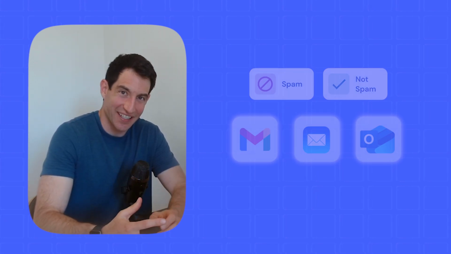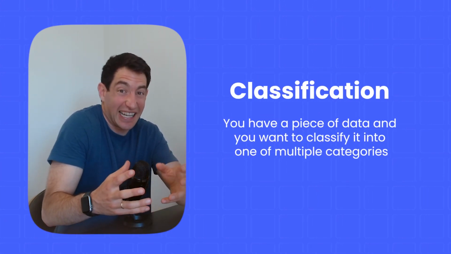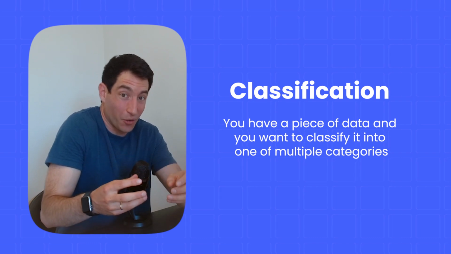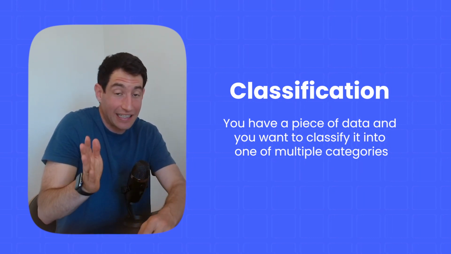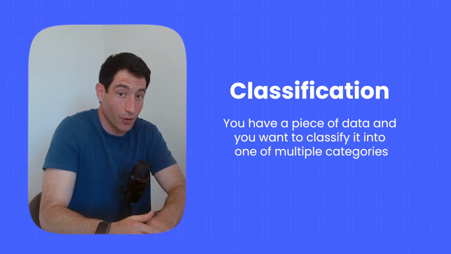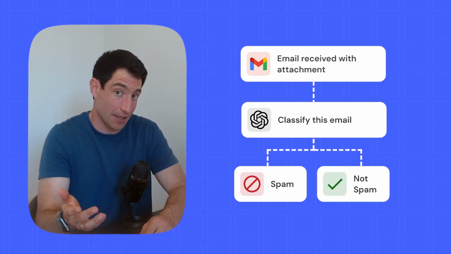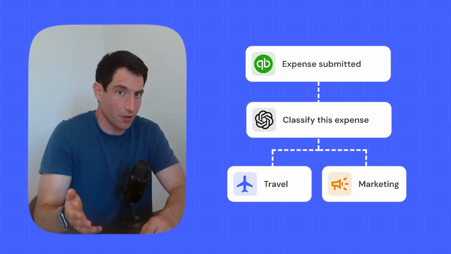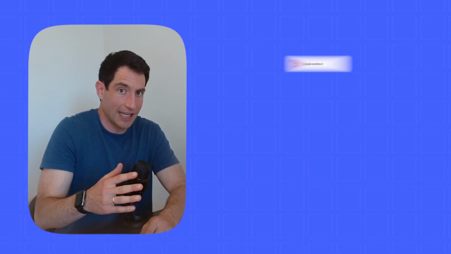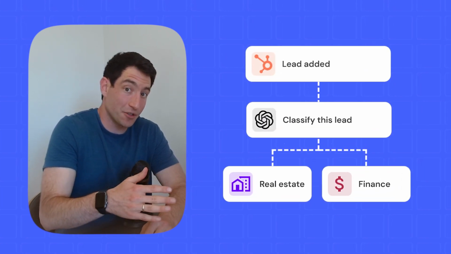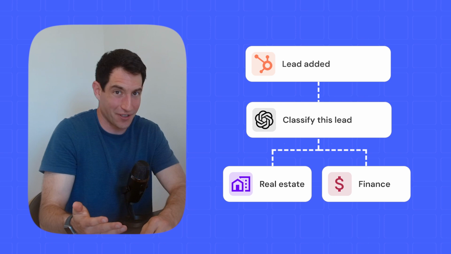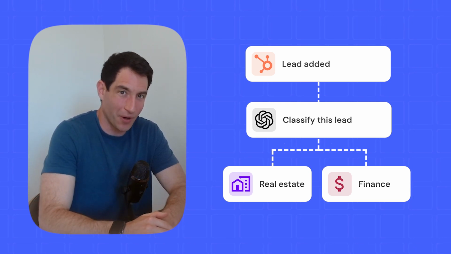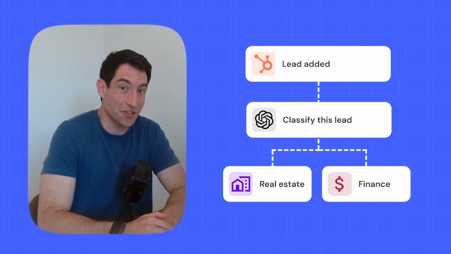So what is classification? Classification means you have some piece of data, like an email or a document or a lead for your business, and you want to classify it into one of multiple categories. For example, is this email spam or not spam? Is this expense a travel expense or a marketing expense? Is this lead in the real estate industry or the finance industry? Classification is use case number one. We're all familiar with it, but it's extremely powerful.